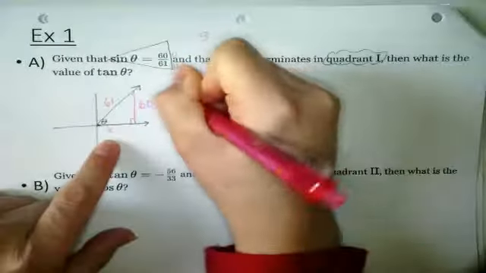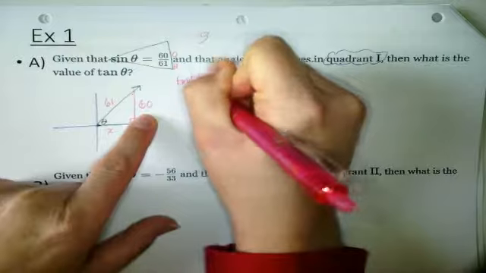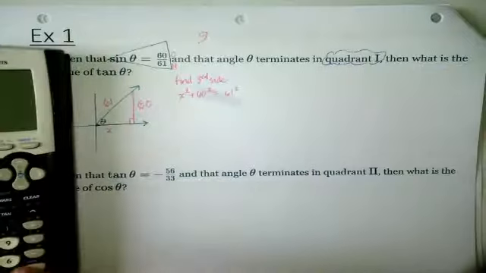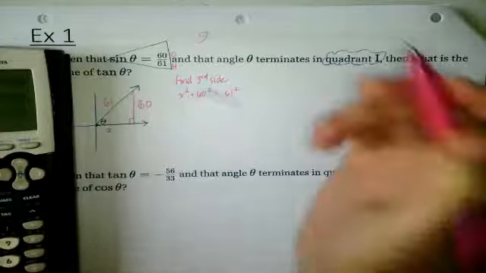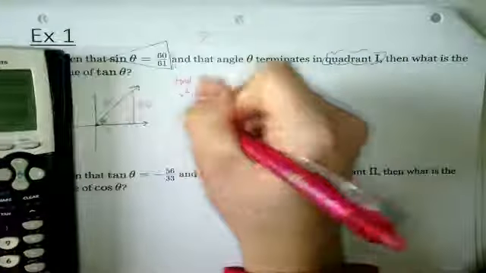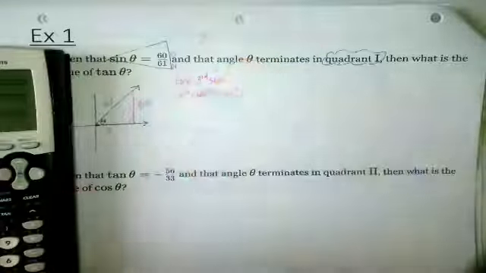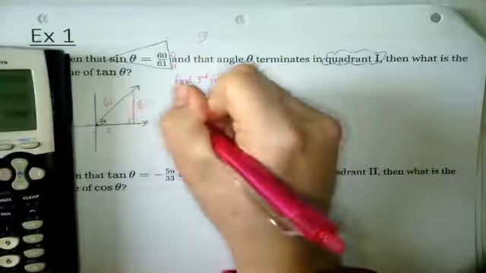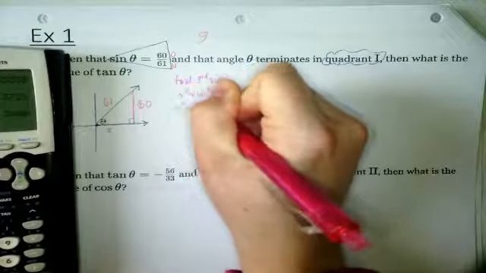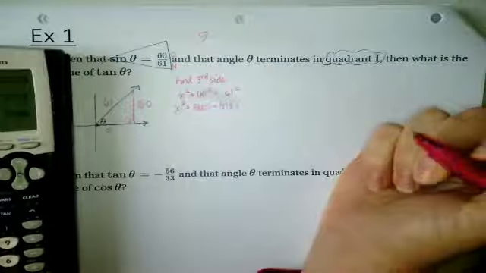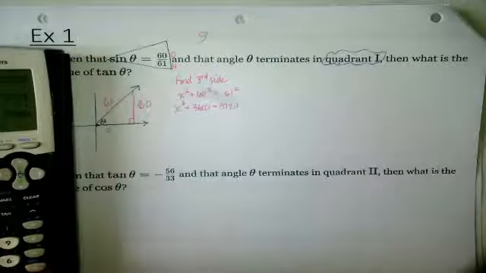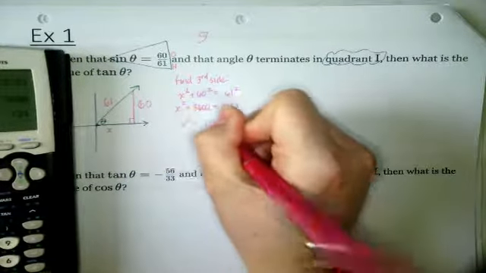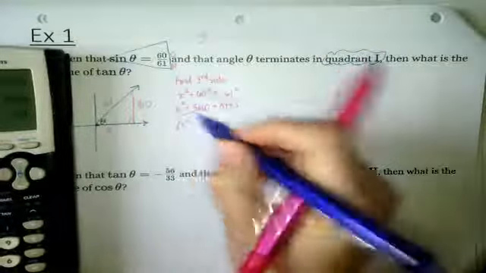So x squared plus 60 squared equals 61 squared. I have no idea what 61 squared is. Wow, okay. So, what's 60 squared? 3,600, yeah, okay. All right, so x squared plus 3,600 equals 3,721. And we're going to subtract the 3,600. So we get x squared equals 121. Hey, that's cool. And then we can take a square root of both sides.